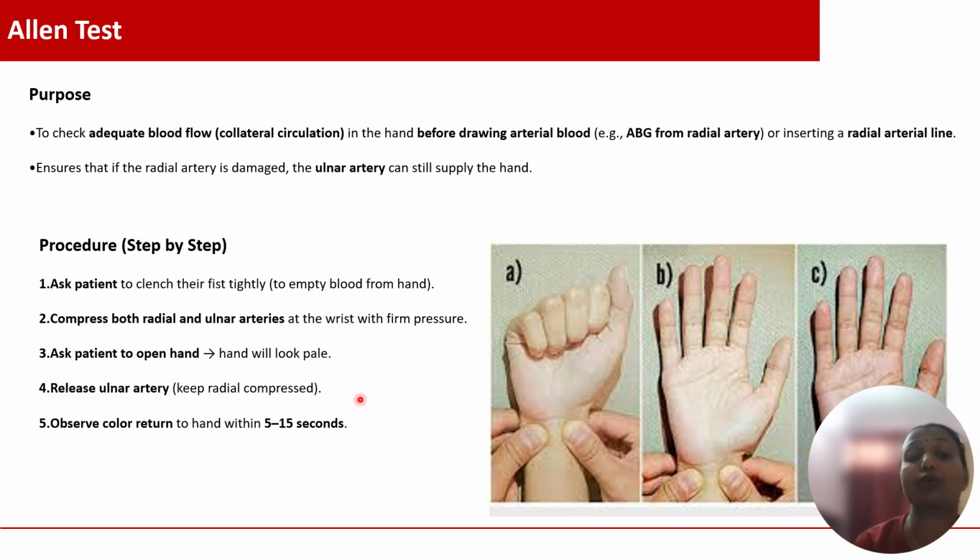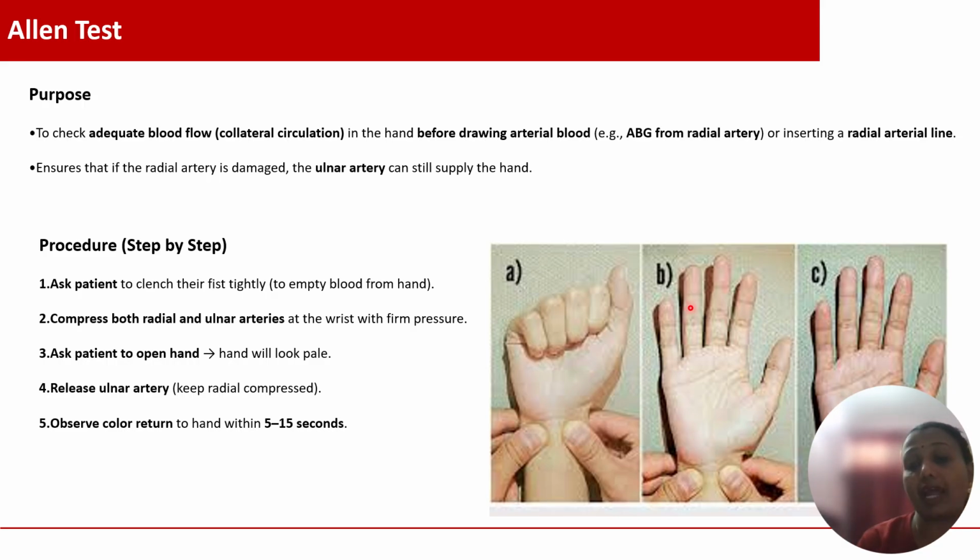So let's see the procedure. Ask the patient to clench their fist tightly to empty the blood from the hand. Compress both the radial and ulnar arteries at the wrist with firm pressure. Our healthcare provider, whoever it may be, has to give firm pressure and block the complete blood supply to the hand. We have to block both arteries supplying the hand.